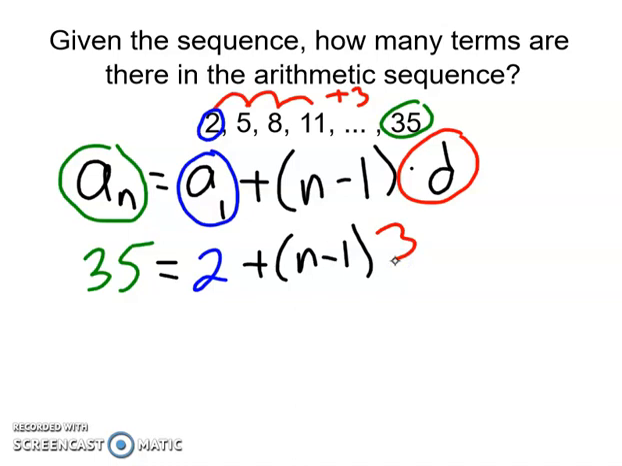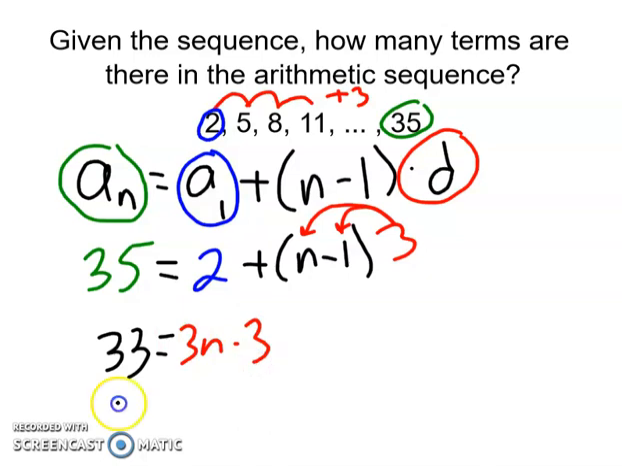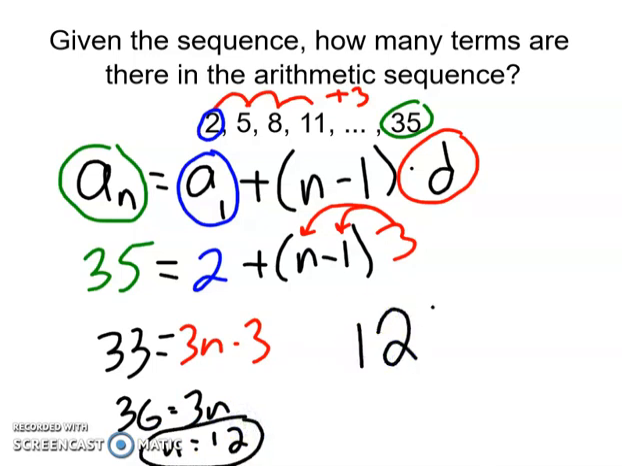Now we want to solve for n here. There's a bunch of different ways to go about it, but you're just solving for n. So what I'm going to personally do is I'm going to distribute 3 inside my set of parentheses, and at the exact same time, I'm going to be subtracting 2 on both sides. So I eventually get 33 is equal to 3n minus 3. From here, I can add 3 to both sides. I get 36 is equal to 3n. n is equal to 12. So there are going to be 12 terms in this sequence.